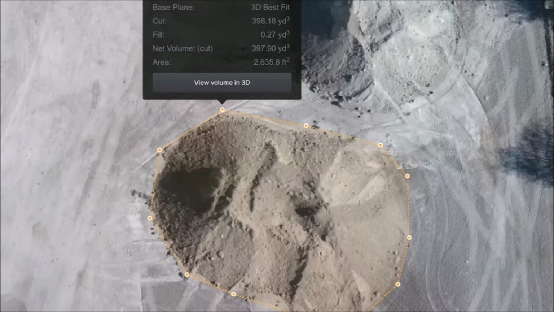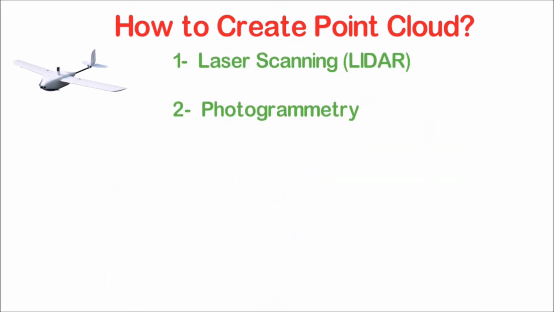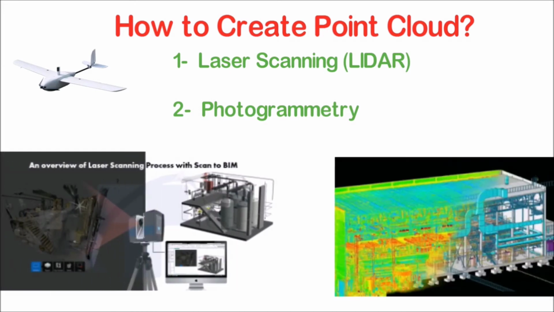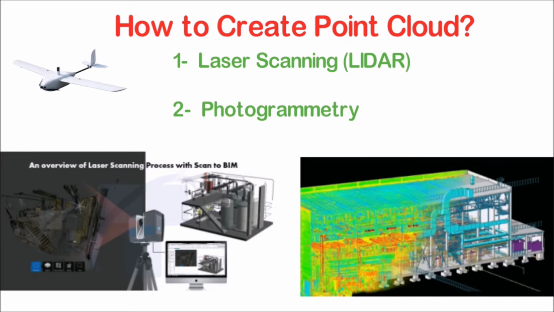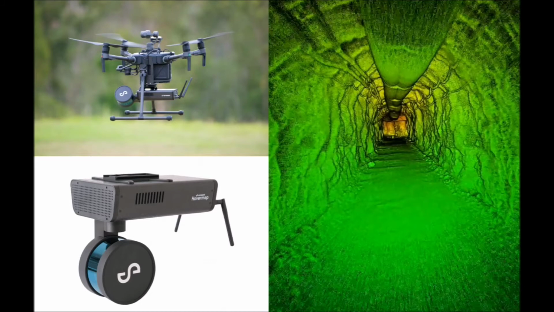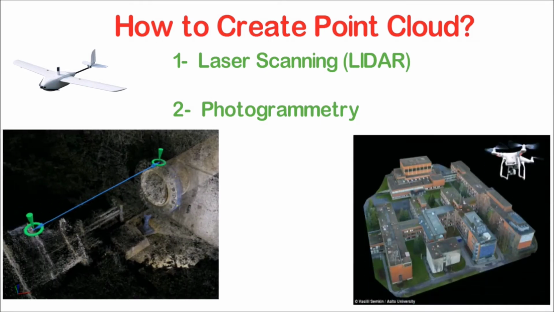Now we will discuss how point clouds are made. Basically, there are two methods to create a point cloud. First, using LiDAR scanning, and second is photogrammetry. Earlier, point clouds were made using ground-based laser scanning systems, but now due to compact size and weight, it is also used in drones. Photogrammetry is the science of taking measurements using photographs, and the drone is the best equipment available in the current market for photogrammetry.